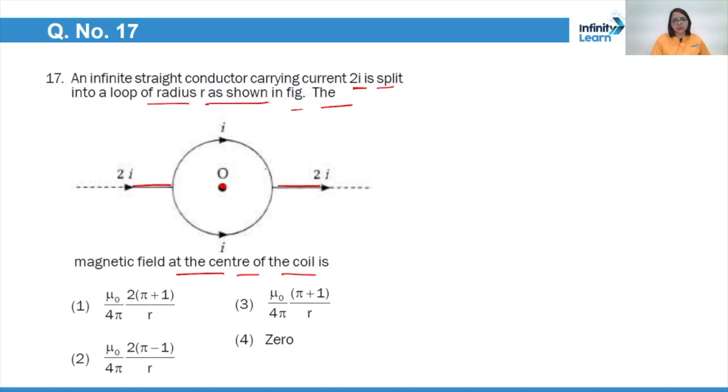Now due to the upper half semicircle, the direction of magnetic field is into the plane, whereas due to the lower part, it is out of the plane. So this and this both are equal and opposite, so they will cancel each other. Right. So the net magnetic field will be option 4, which is 0.